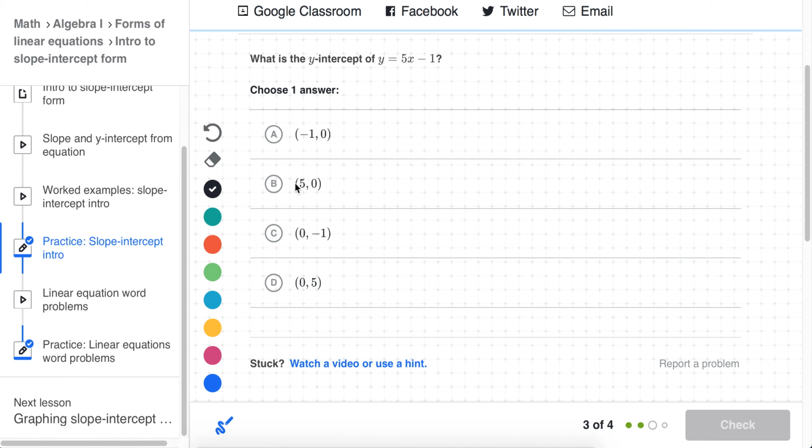What is the y-intercept of y equals 5x minus 1? Well, the y-intercept is in this slot, and it's -1. So the y-intercept is going to be (0, -1). Right? The y-coordinate is -1. And if I graph this (0, -1), it's going to be right there on the y-axis.